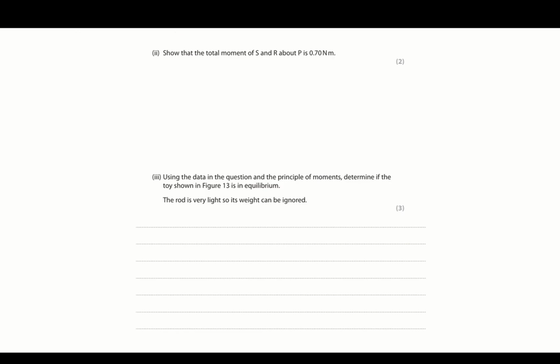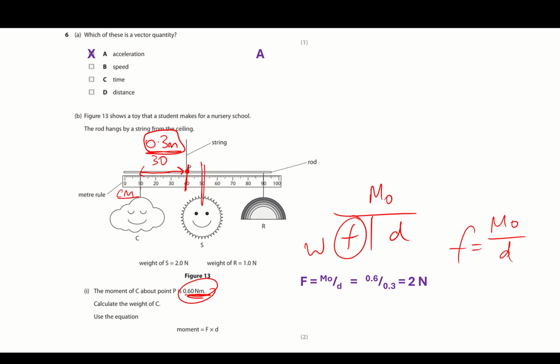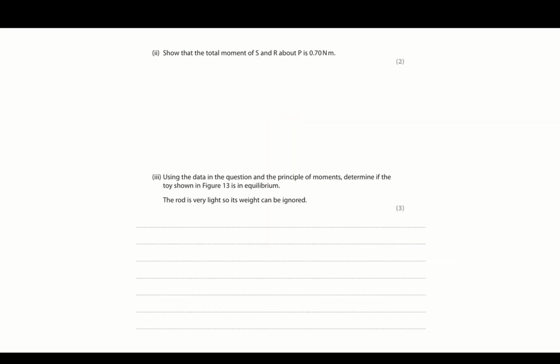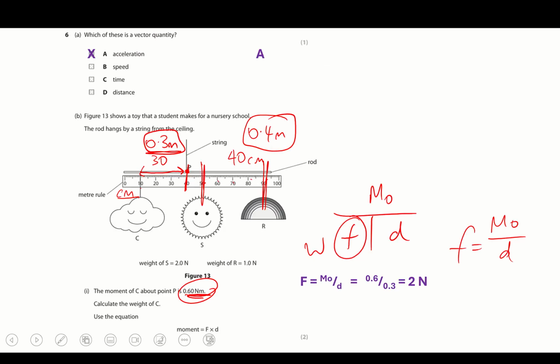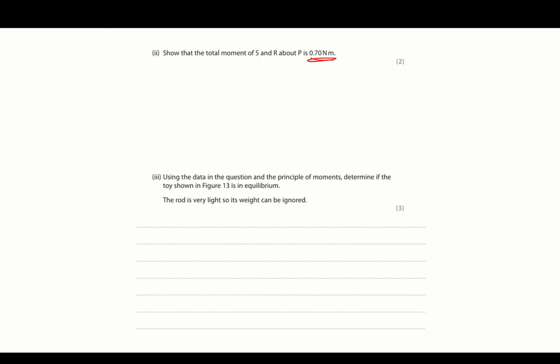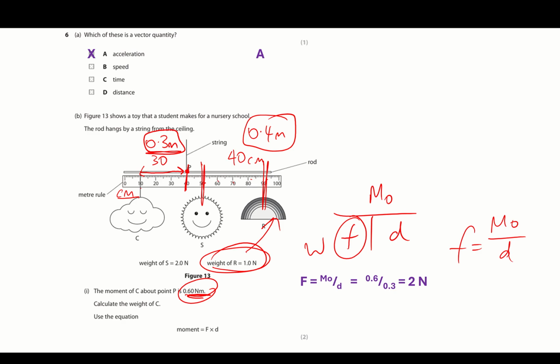Show that the total moment of S and R about P is 0.07. So we've got S to R, so 10, 20, 30, that's 40 centimeters, which is 0.4 meters. Got to do that change because we can see here that's there. And then we can go through and it tells us that the weight of R is 1 newton. So now we're ready to show the total.